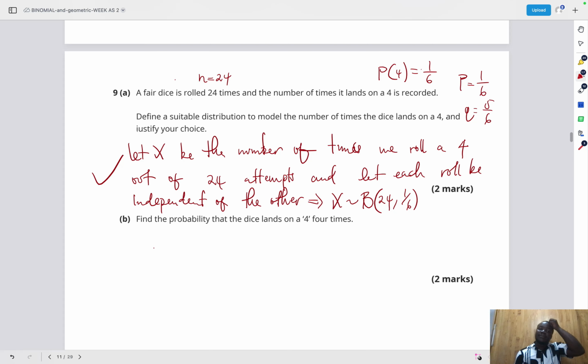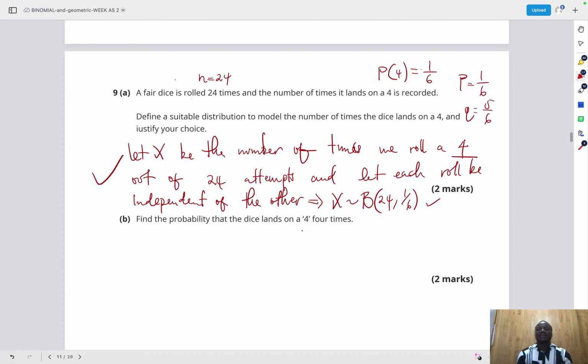Define the random variable that you're looking for. We are saying let x be the number of times we roll a 4. Remember, binomial distribution looks at the number of successes you get out of a fixed number of attempts. That's why we are saying success is rolling a 4, and x is the number of times we roll a 4. So that's the answer to that one.